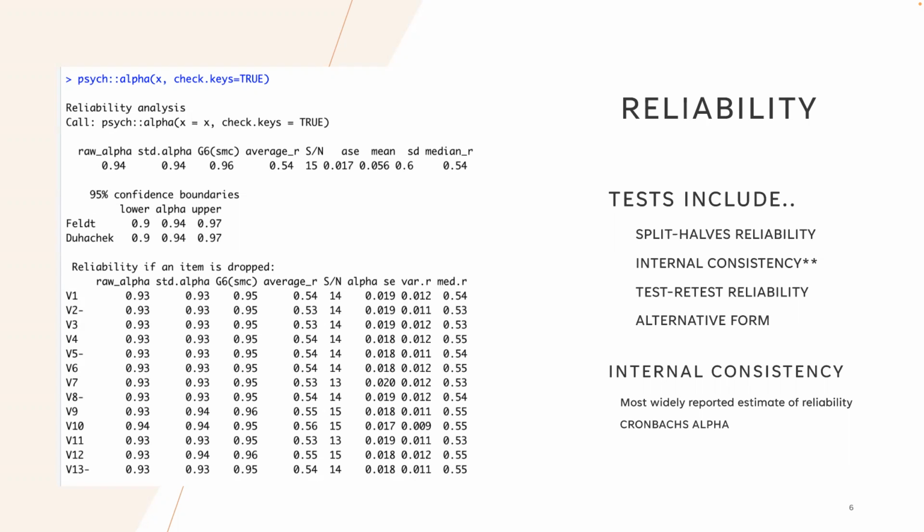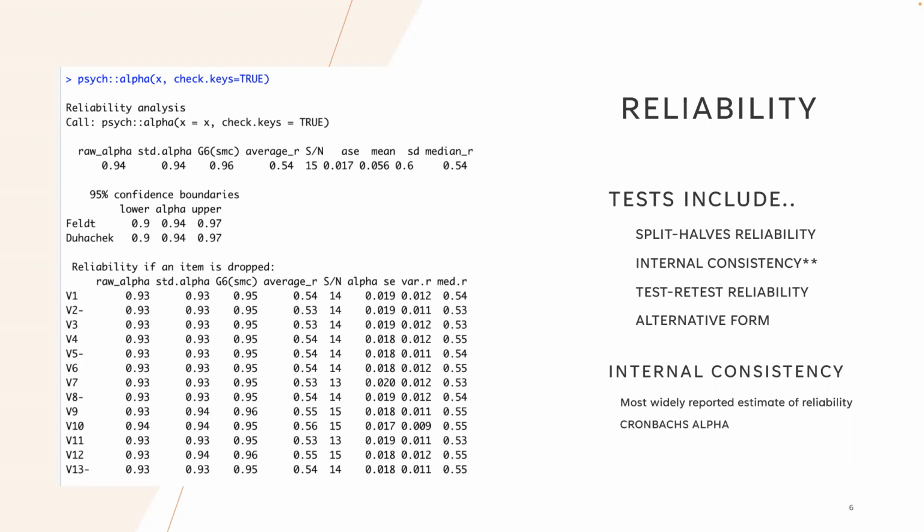Our Cronbach's alpha will tell us how closely related a set of items are as a group. So for our data, the alpha is around 0.94. It's high, which is great. This indicates strong internal consistency. We've got some negatively correlated items, so V2, V5, and V8, but we've been able to correct for them within the stats package.